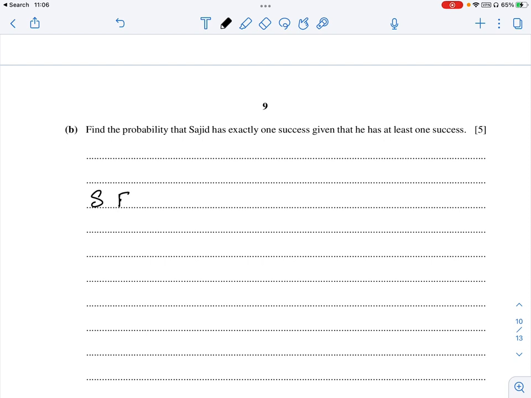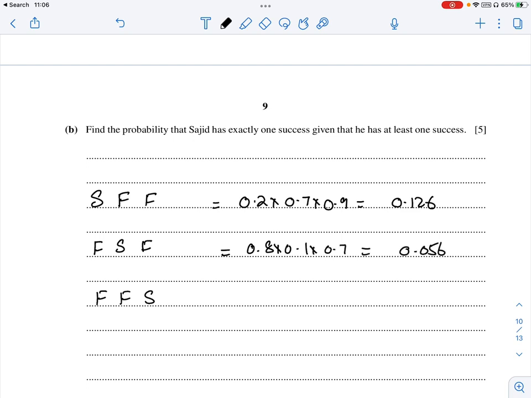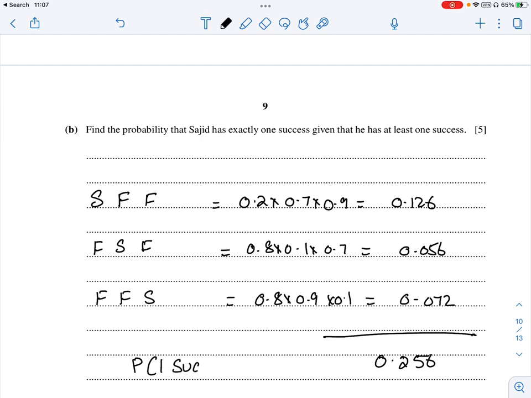Exactly one success: success, failure, failure; failure, success, failure; failure, failure, success. This is the probability of one success. So what is it going to be? 0.2 times 0.7 times 0.9, which is 0.126. 0.8 times 0.1 times 0.7, which is 0.056. And 0.8 times 0.9 times 0.1, which is 0.072. So add them all. The probability of one success is 0.254.